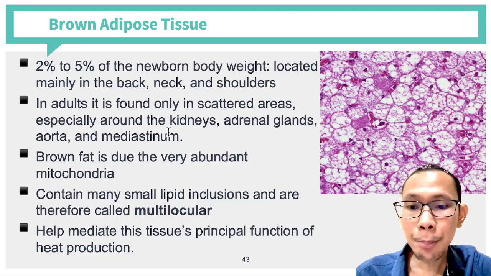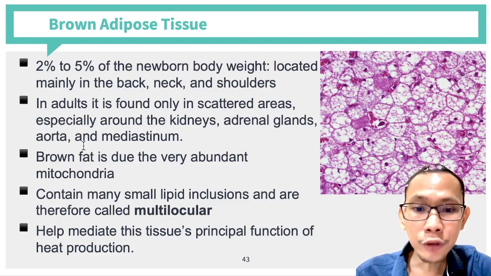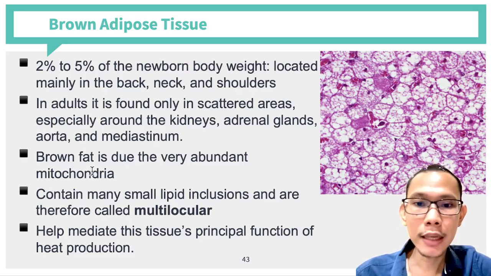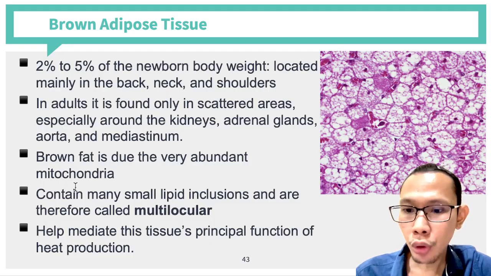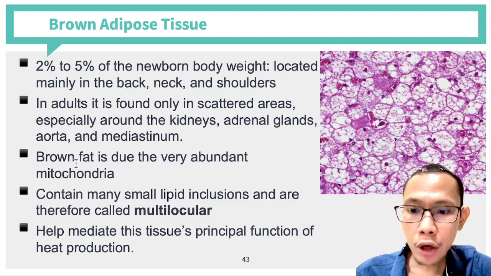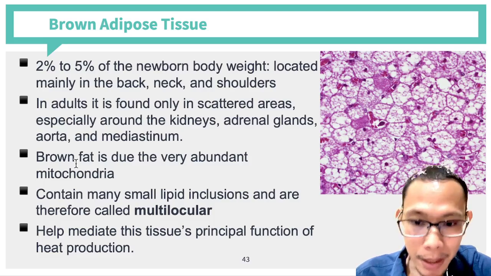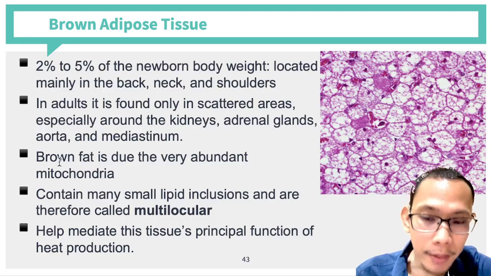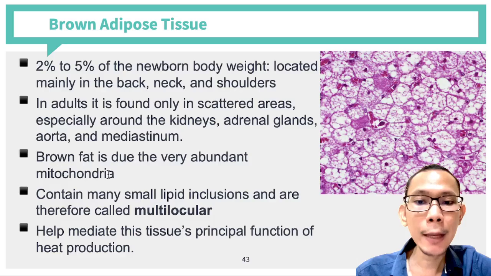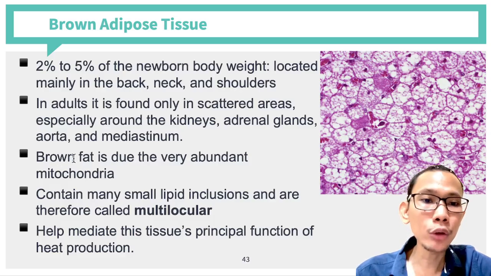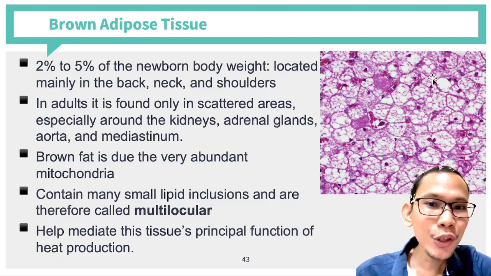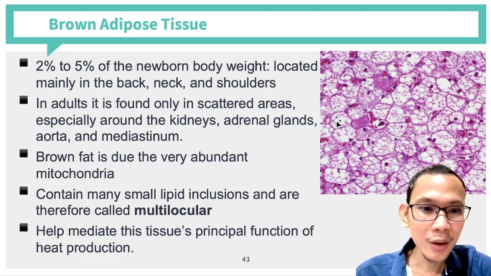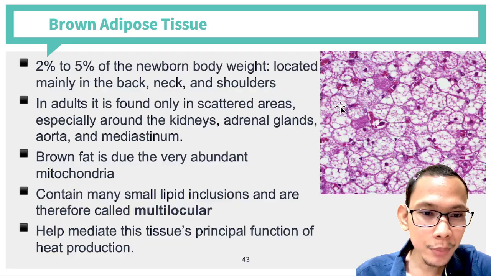We call it brown adipose tissue or brown fat because of the abundant mitochondria. This mitochondria contains cytochrome pigment. That's why it looks like brown fat, which is why it becomes brown tissue. This is now your brown adipose tissue: one brown adipose tissue, another, and another.